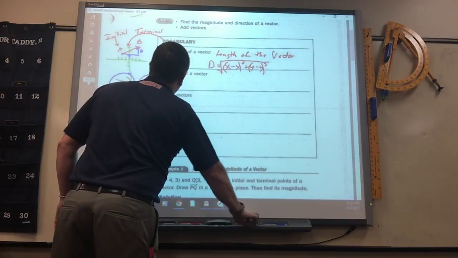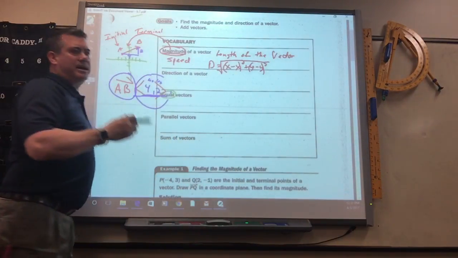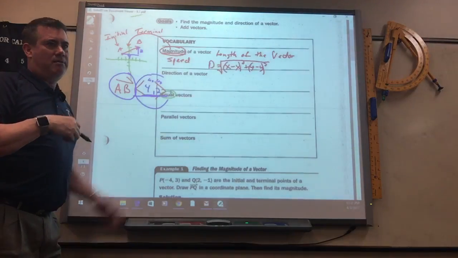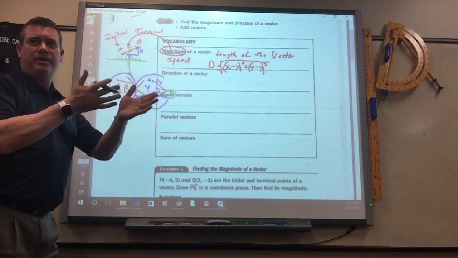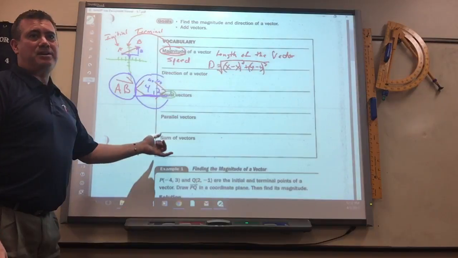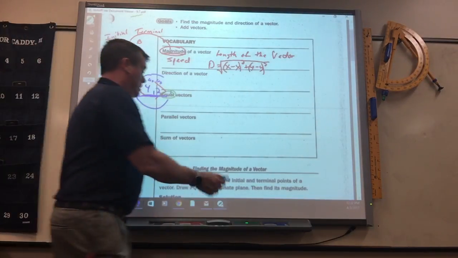Okay. Equal vectors is just what it sounds like. They're exactly the same. Parallel vectors, just what it sounds like. They wouldn't intersect. Sum of vectors, you're just adding them together. Now this is super easy.